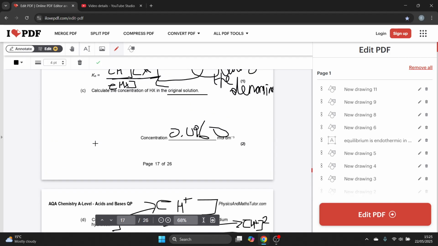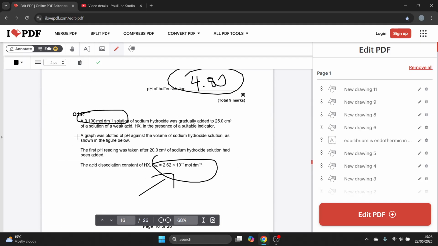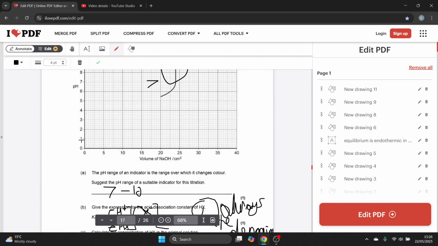And what is a pKa? Well, pKa equals minus log 10 of Ka. Again, another expression you have to memorize. So hopefully you're getting the point. Acids and bases, a lot of it is memorization of these expressions, these formulas, these assumptions. The pH at half neutralization equals pKa. Memorization, guys. So minus log 10 of Ka, which is 2.62 times 10 to the power minus 5, which will give me 4.58.